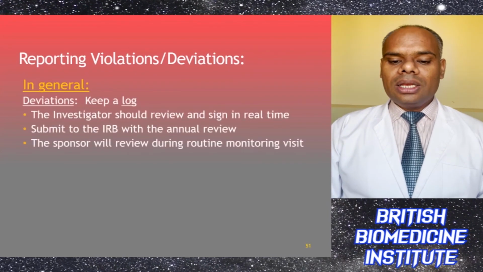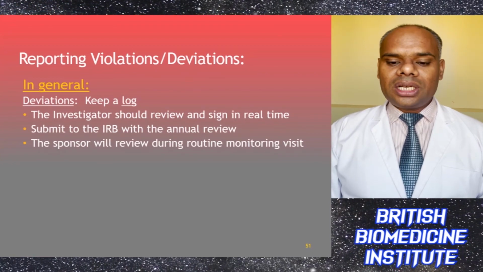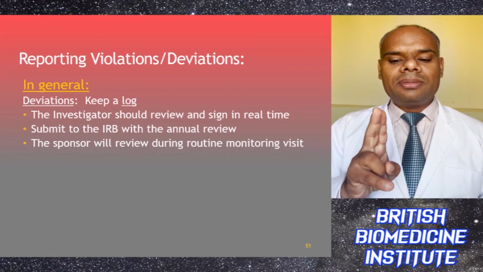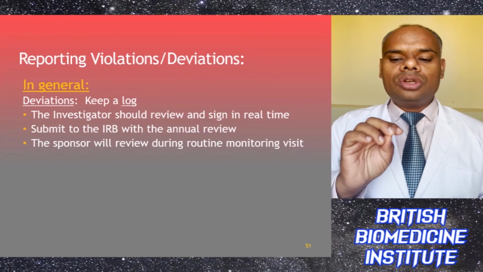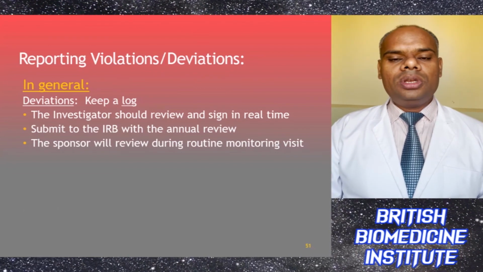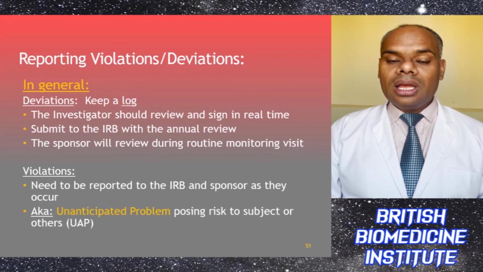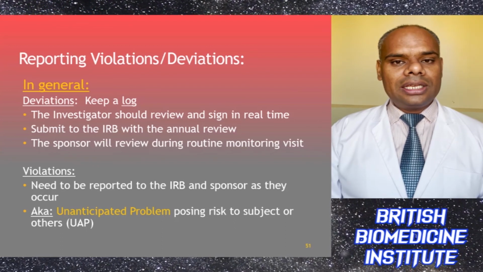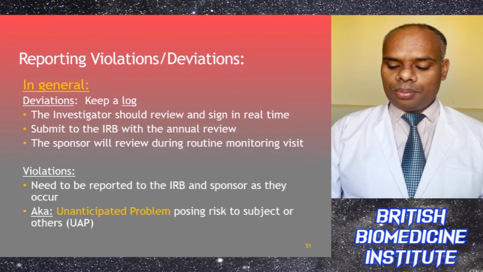So in general, for deviations we must keep a log. The investigator should review and sign in real time. Second, submit to the ethics committee with annual review. And third, the sponsor will review during routine monitoring visits. And if there is a violation, it needs to be reported to the ethics committee and sponsor as it occurs. And unanticipated problems posing risk to subjects and others, like UAP, must be reported to the ethics committee and to the sponsor as soon as possible.